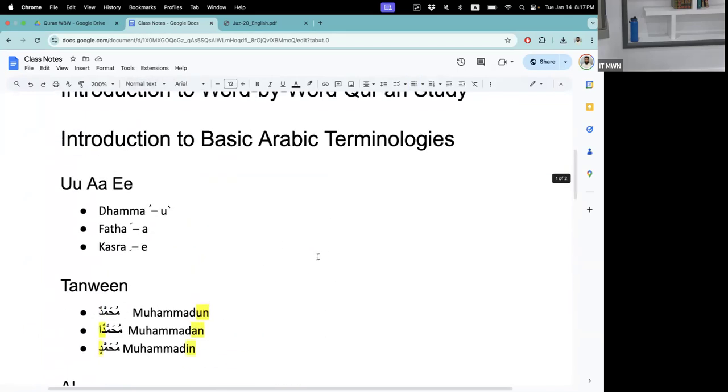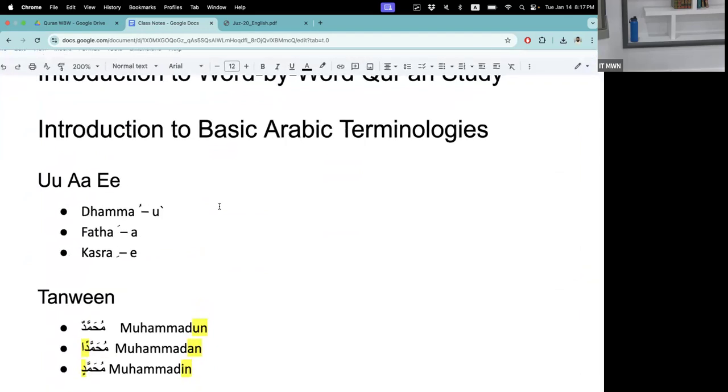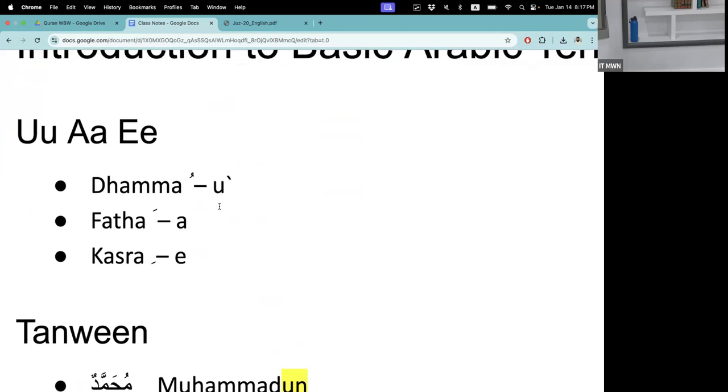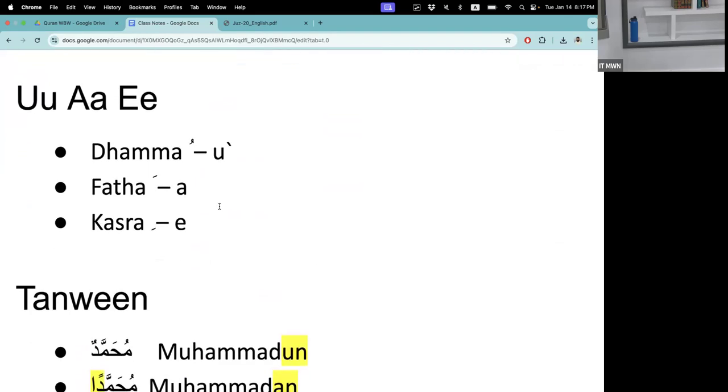Okay. So I'll just quickly highlight something for you here. Some basic terminologies that we must know. And then I will use these terminologies across the content of the course here, inshallah.